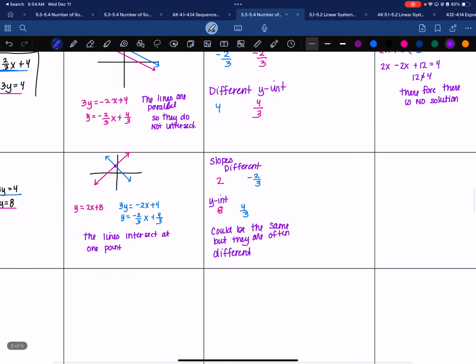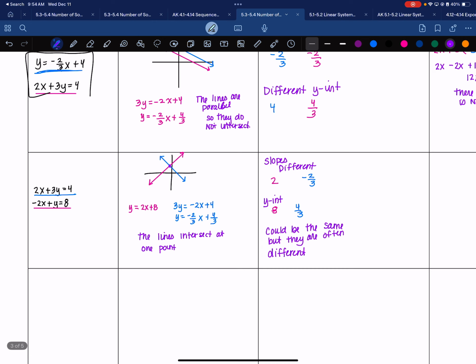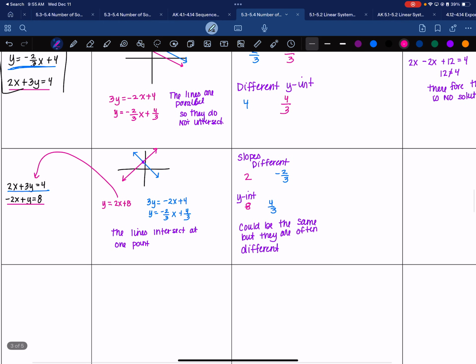Okay, how would you like to solve this system? We have them both solved for y, so we could take 2x plus 8 equals negative 2/3 x plus 4/3, but what's gross about that? Fractions, right? So what's another option? We could do elimination. Yeah, and we also could take this and plug it in here, but elimination works. Is that what we want to do?